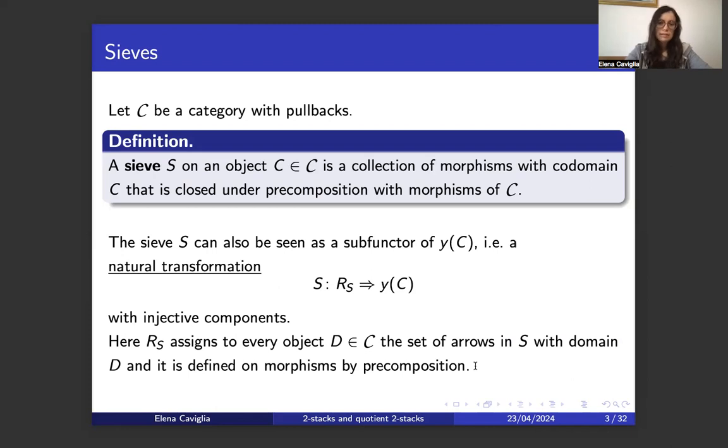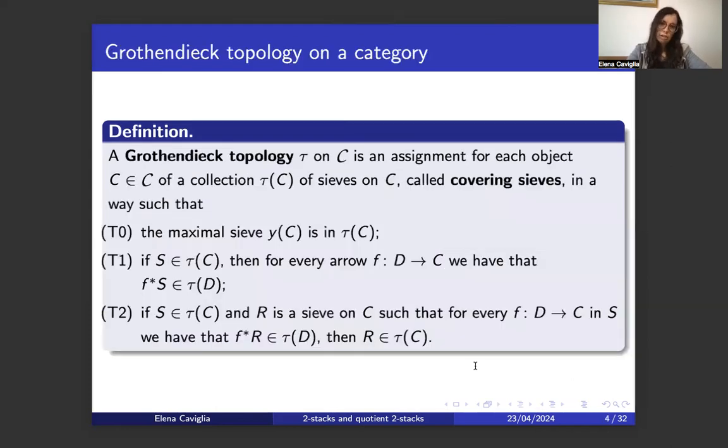And sieves are the main ingredients to define a Grothendieck topology on the category C. And the Grothendieck topology assigns to every object of the category a collection of sieves that we call covering sieves in a way that satisfies three axioms. The first is just saying that if we take all the morphisms into C, this is a covering sieve. The second is saying that if we consider a covering sieve and we pull it back along an arrow of the category, what we get is a covering sieve again. So the topology is closed under pullbacks.